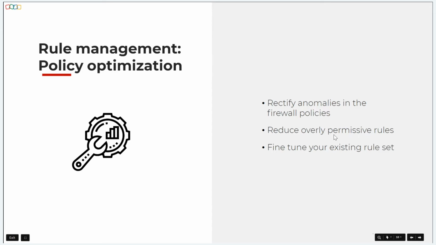With Firewall Analyzer, you can rectify the anomalies that are present in your firewall policies, reduce overly permissive rules, and also fine-tune your existing rules. So let us quickly jump to the policy optimization report, which is the second report under the rule management report, and take a look at this in the product UI.